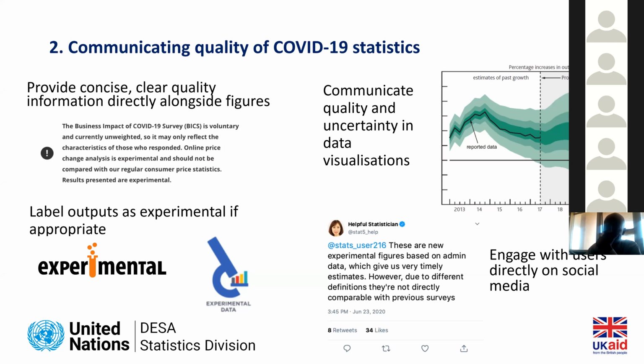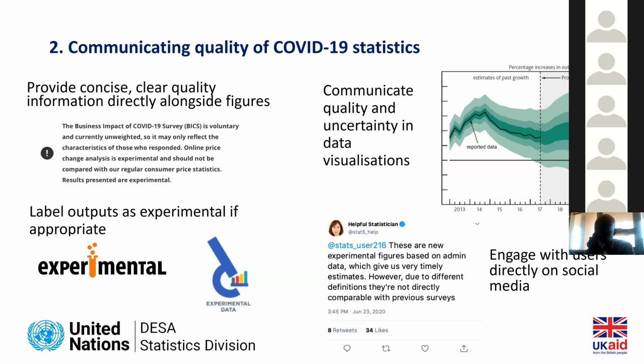What I found is most effective is short, simple points written in straightforward language, bearing in mind that terms such as error, bias, and significance can often be misunderstood by a non-statistical audience, and presenting this information directly alongside the relevant figures. We should also look to communicate uncertainty in data visualizations where appropriate, while supplementing all of this with more detailed information on quality and methods, ideally in its own section within the main body of any publication.